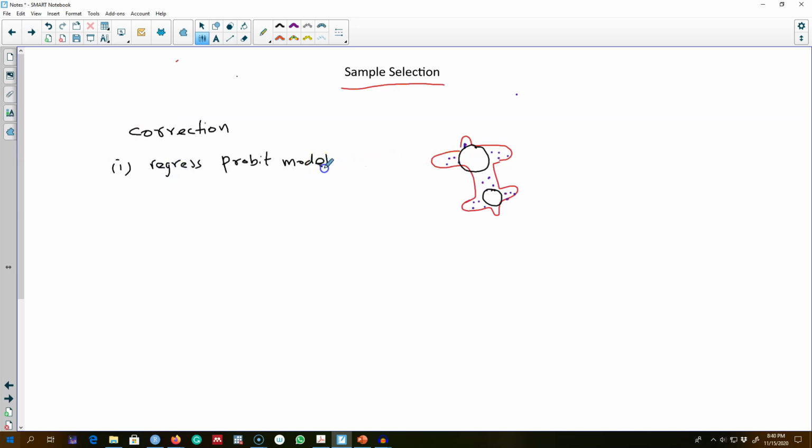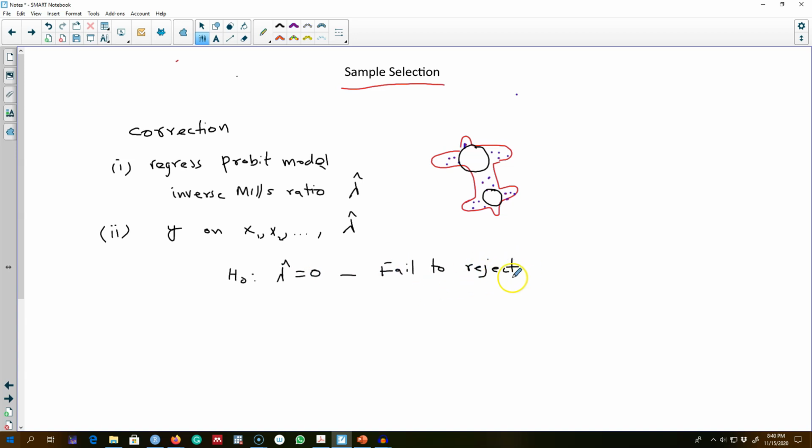To correct for this, in the first stage, we run a probit model to estimate, for example, the probability of these planes returning. From this, we calculate what we call the inverse Mills ratio, or lambda hat. In the second stage, we regress our y variable on x1, x2, etc., and this lambda hat. We test the null hypothesis that lambda hat equals 0. If we fail to reject this null hypothesis, it implies no sample selection. On the other hand, if we reject it, the inverse Mills ratio is having some impact on our variable, and there is a problem of sample selection in our model.